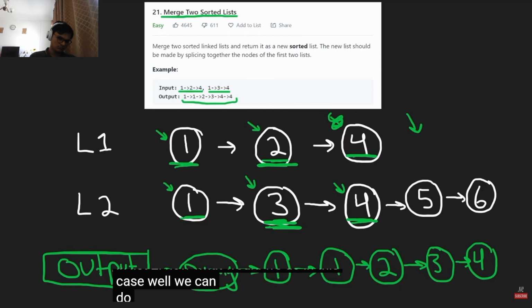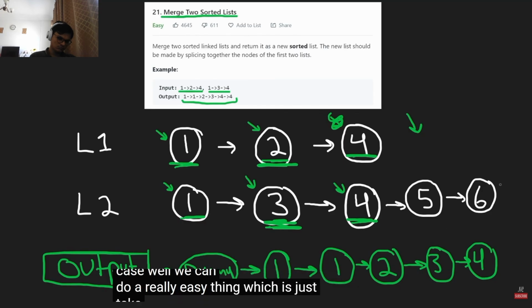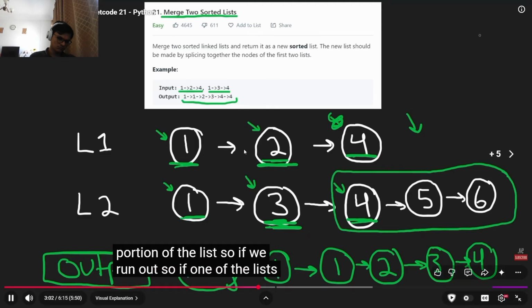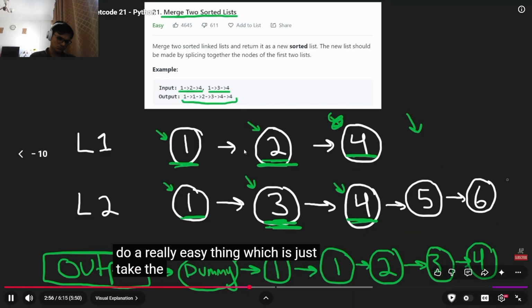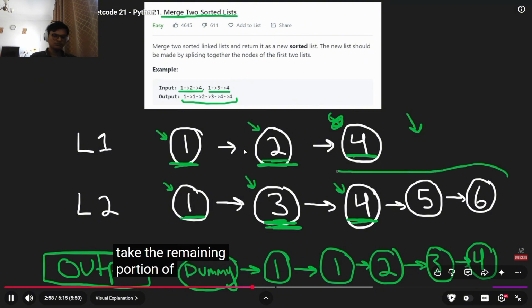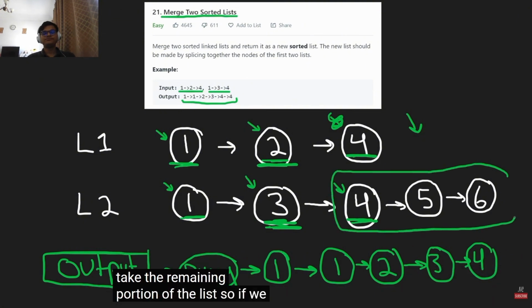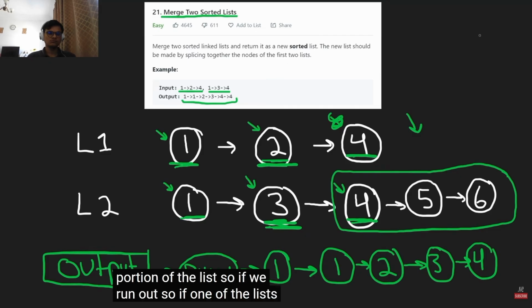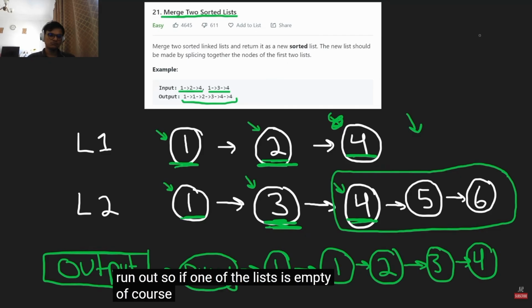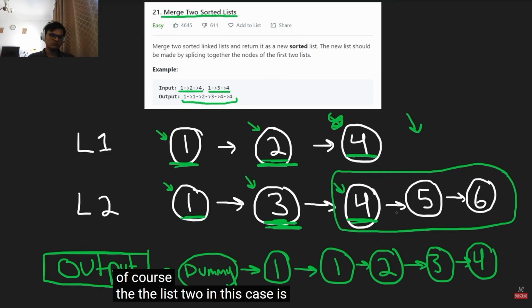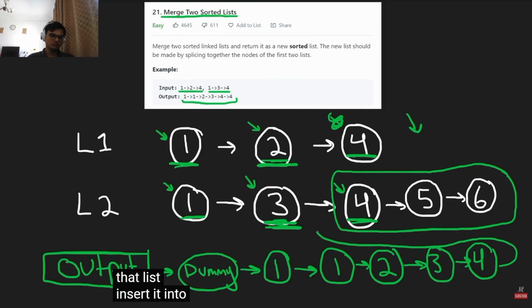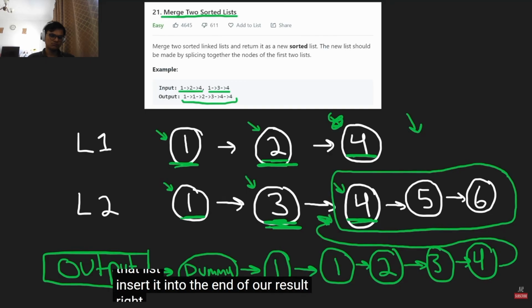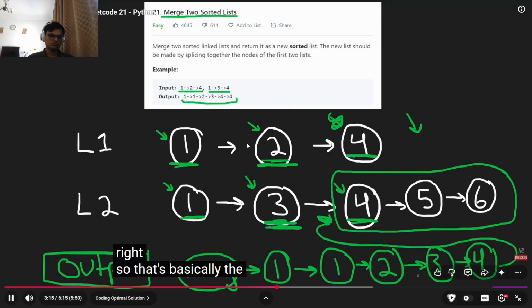Well, we can do a really easy thing, which is just take the remaining portion. If one of the lists is empty, then the remaining portion of the other list is still sorted, so we can literally just take that list and insert it into the end of our result, right? So that's basically the idea.